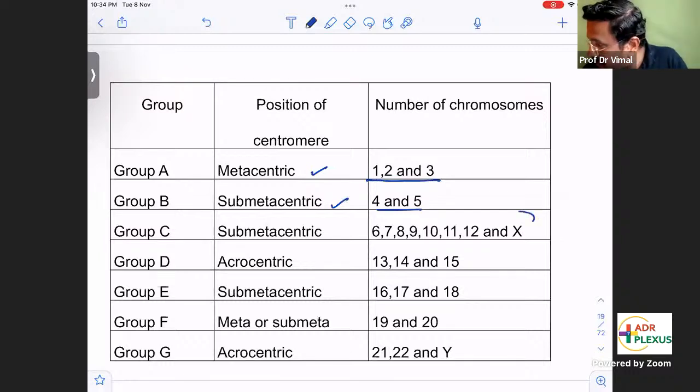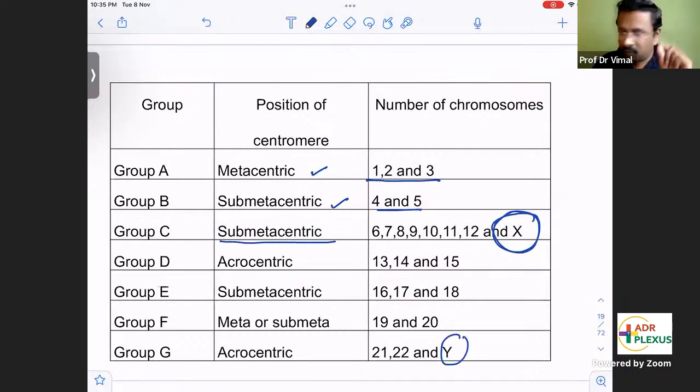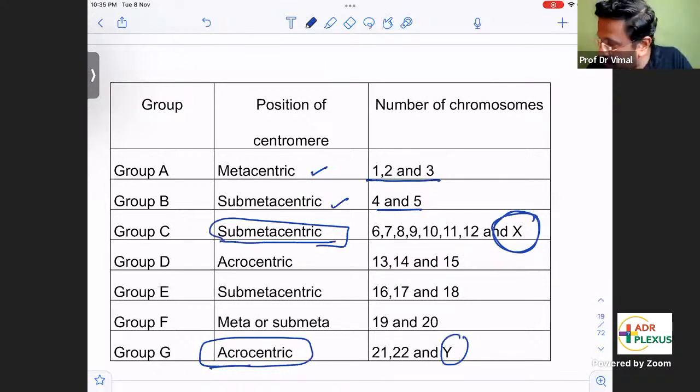And please remember, X chromosome is submetacentric, and Y chromosome, which is actually the very short chromosome, is acrocentric. Please remember, X chromosome submetacentric, and Y chromosome acrocentric. Other acrocentric chromosomes are 13, 14, and 15. So they are grouped into group A to G.